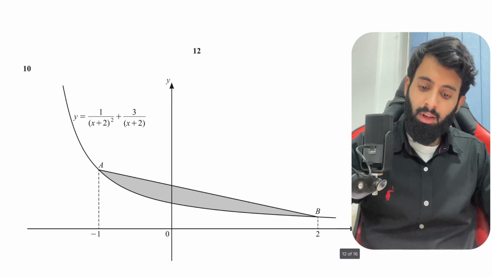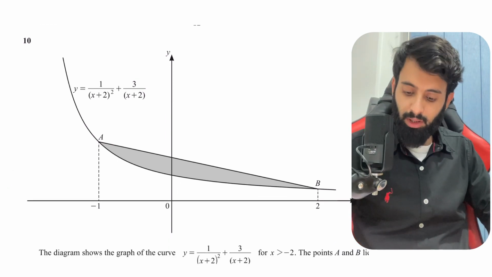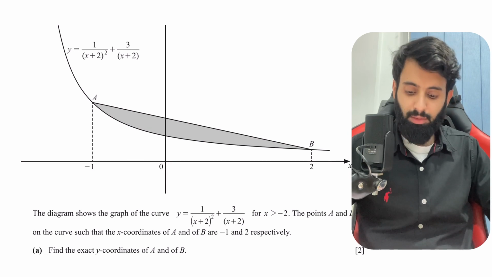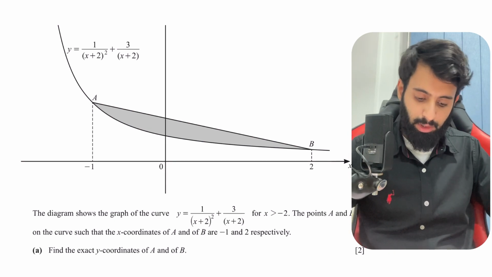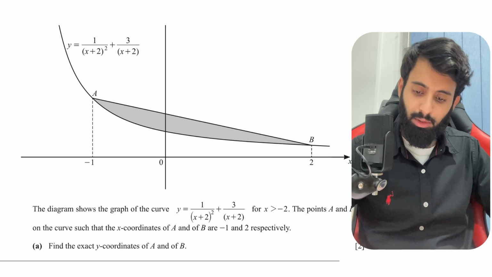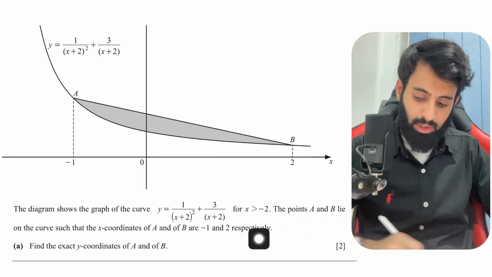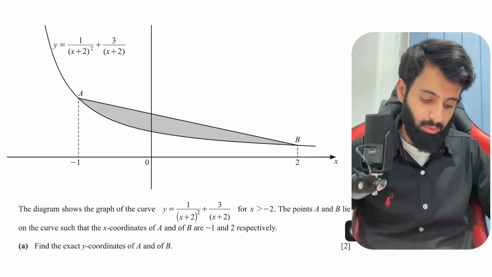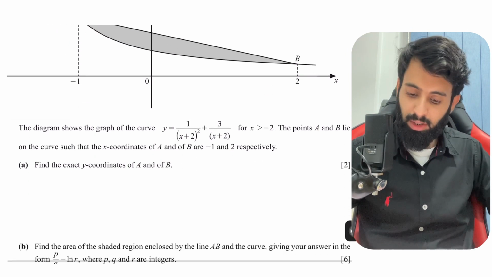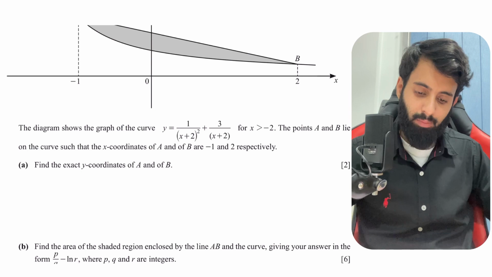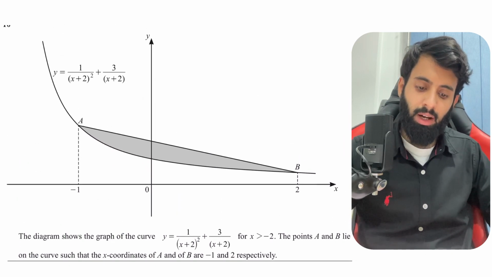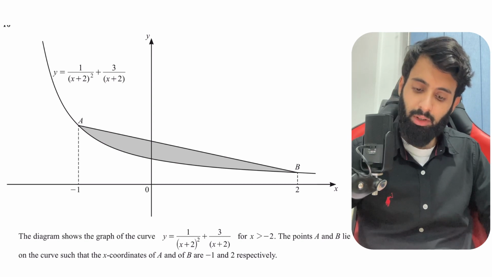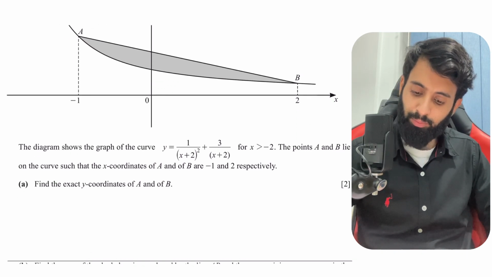Okay, so now we are at question number 10, which says the diagram shows the graph of the curve y is equal to 1 over (x plus 2), the whole thing squared, plus 3 over (x plus 2) for x greater than 2. The points A and B lie on the curve such that the x coordinates of A and B are minus 1 and minus 2 respectively. Find the exact y coordinates of A and B. That should be fairly simple. If you have the equation of the curve and you want to find the y coordinate using the x coordinate, all you have to do is plug in the x value.